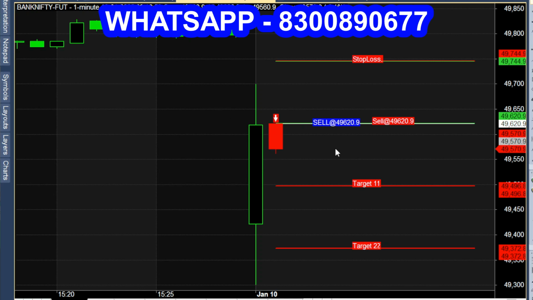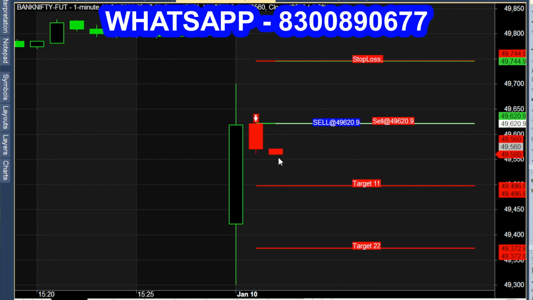Today it's a Friday market, Jan 10th market, 9:16 AM. Sell call came, first call, sell at 49,620. Can you see that straight white line from the red candle? That white line is the entry line. Below the line are the target lines. Above the line is the stop loss line. So the entry point is 49,620. First target is 49,496. It's a 120 point difference, more than 120 point difference.